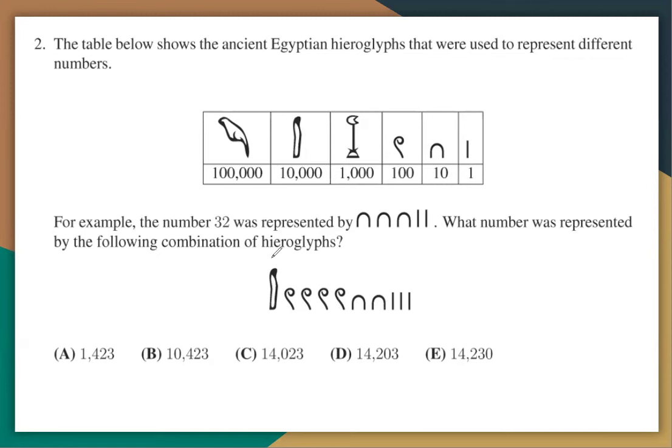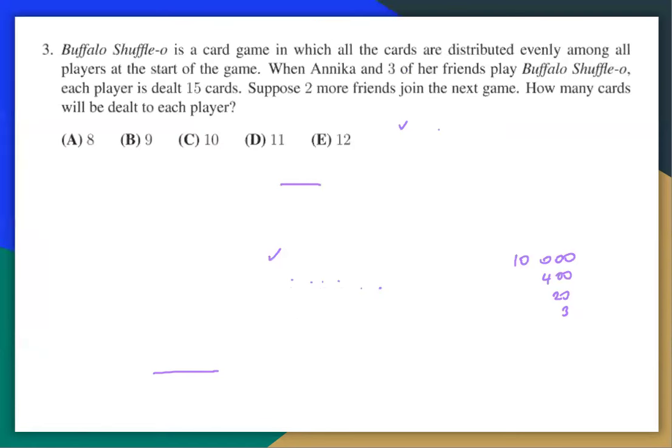Okay, so the first one is this one. We have 10,000, so I'm going to write that. And then we have 1, 2, 3, 4 of this one, which is 400. And then we have 2 copies of 10, which is 20. And then we have 3. So 10,423. That is choice B. Okay, so that was quick.